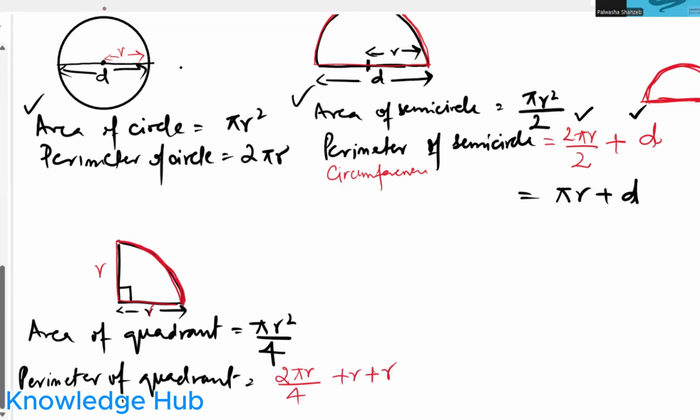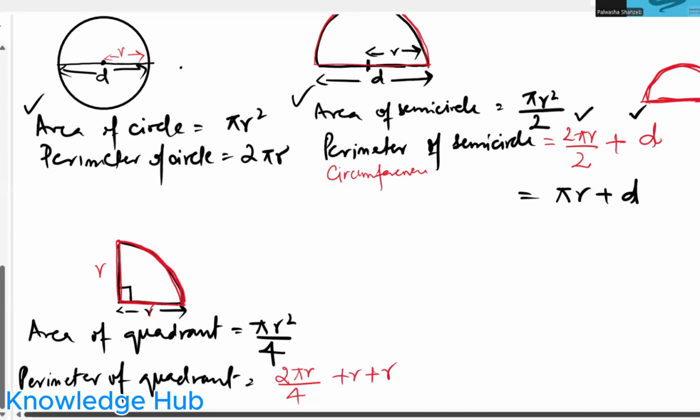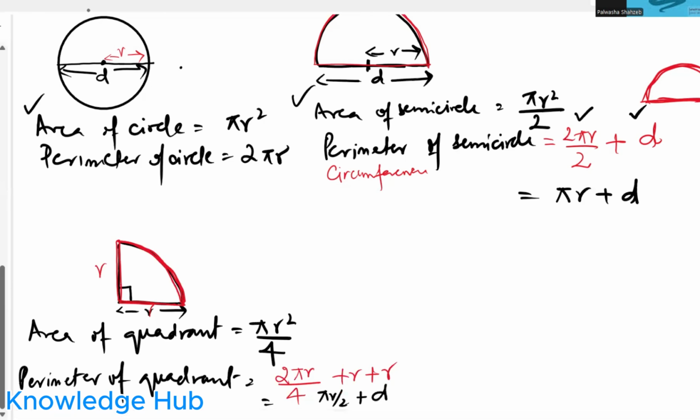because there are 3 boundaries, 1, 2, and 3. So 2 pi r over 4 plus r and r, right? I hope it's clear. So it will be pi r over 2 plus r and r. As you know, 2r can make 1d also. So you can write it like this, pi r over 2 plus d, or pi r over 2 plus 2r. Clear?